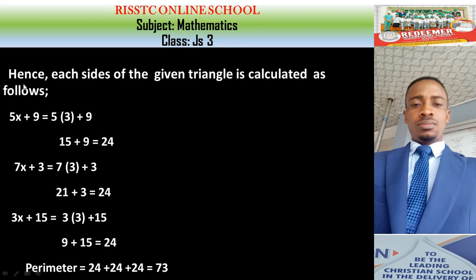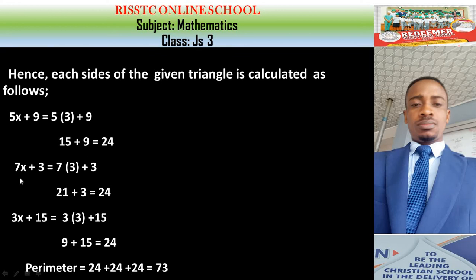Now, hence, each side of the given triangle is calculated as follows. Now, the value for x is 3. We now try to put in the value of x as 3 in each of the three sides. Let's start from 5x plus 9 equals 5 into bracket 3, close the bracket, plus 9. Don't forget, our x is now 3. 5 times 3, we have 15, plus 9 equals 24.